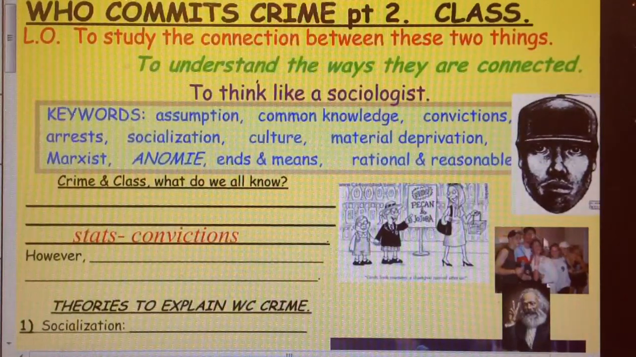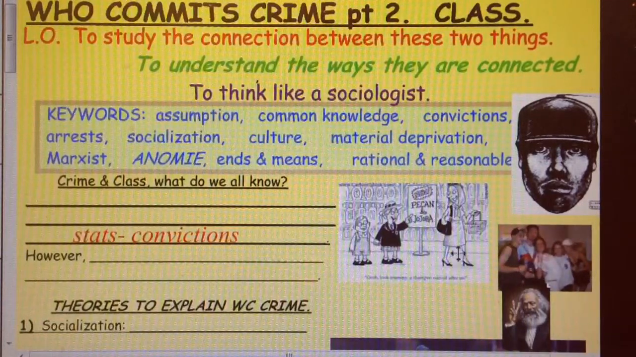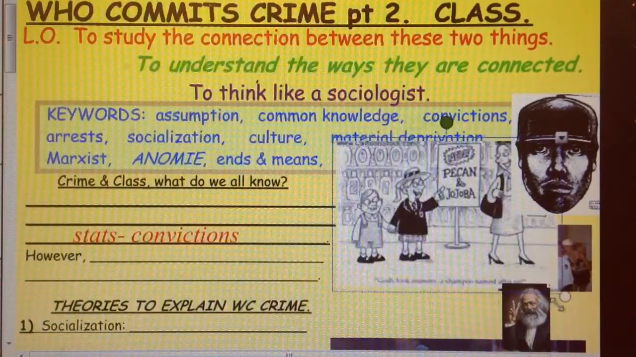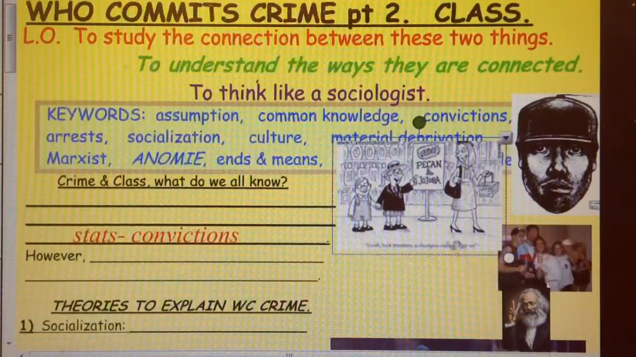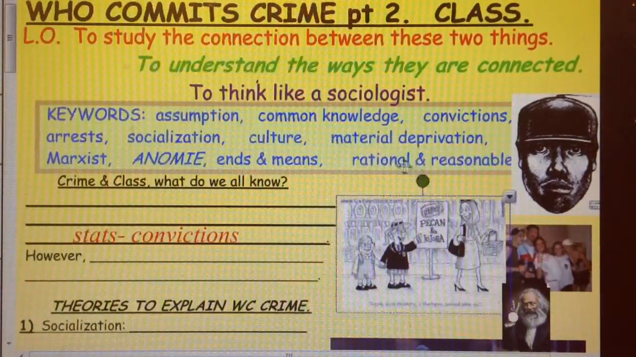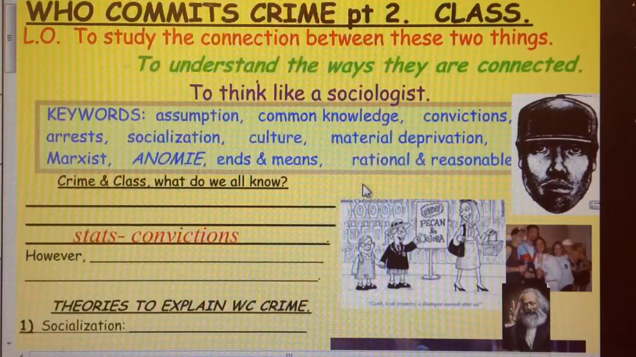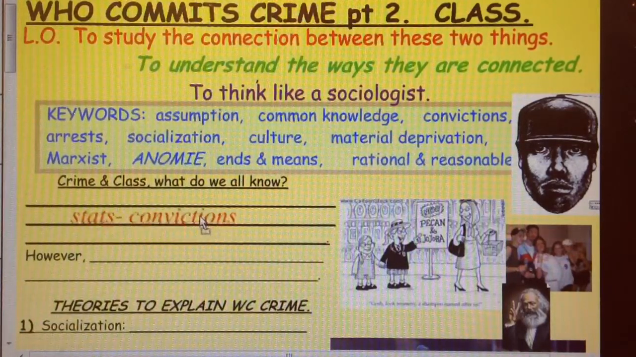Yeah, we all know this. Quite straightforward. Common sense tells us, common knowledge tells us that the working class commit more crime. And certainly, if you look at the stats for convictions, who's been convicted of crime, it does show a lot more working class people convicted of crime than middle class people. Prisons are full of working class people.